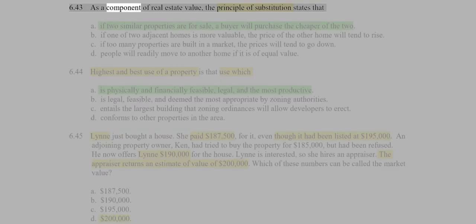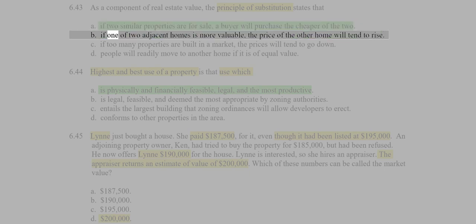6.43 As a component of real estate value, the principle of substitution states that A. If two similar properties are for sale, a buyer will purchase the cheaper of the two. B. If one of two adjacent homes is more valuable, the price of the other home will tend to rise. C. If too many properties are built in a market, the prices will tend to go down. D. People will readily move to another home if it is of equal value.